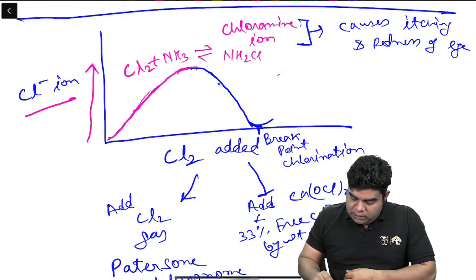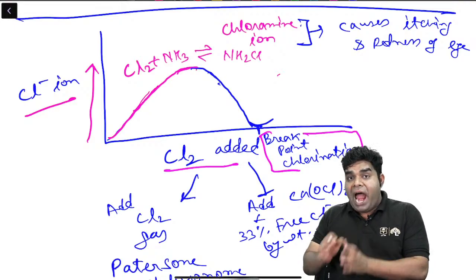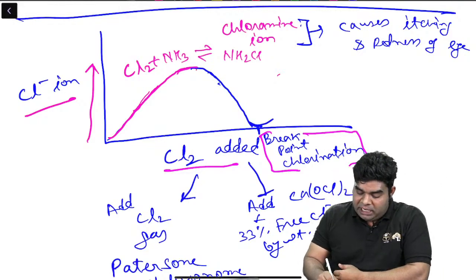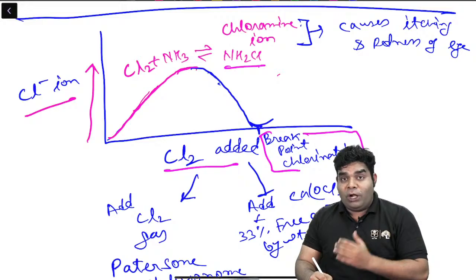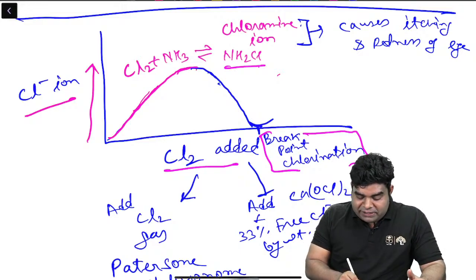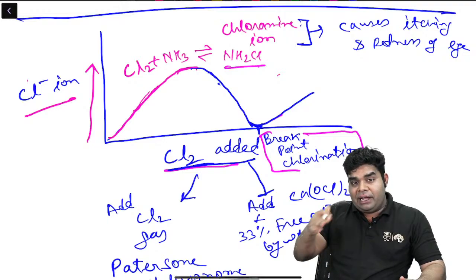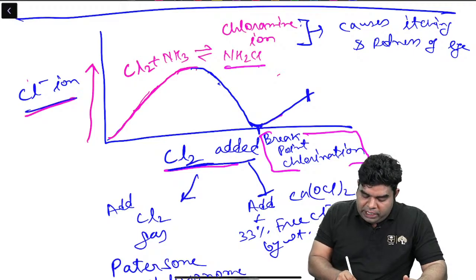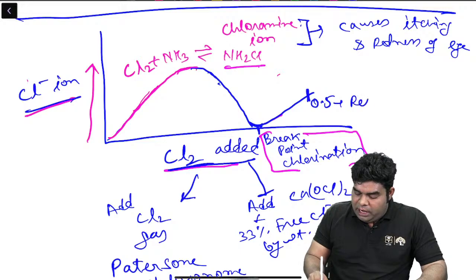Breakpoint chlorination is actually that amount of chlorine which, when you add in water, the chlorine ion starts decreasing. The chloramine ion decreases and the chlorine ion decreases. But we also want to kill the bacteria. So we want some chlorine to be left in the water. So we keep adding chlorine Cl2, even after breakpoint we add some chlorine. Suppose we add it till the chlorine concentration reaches 0.5. This is the residual amount of chlorine.